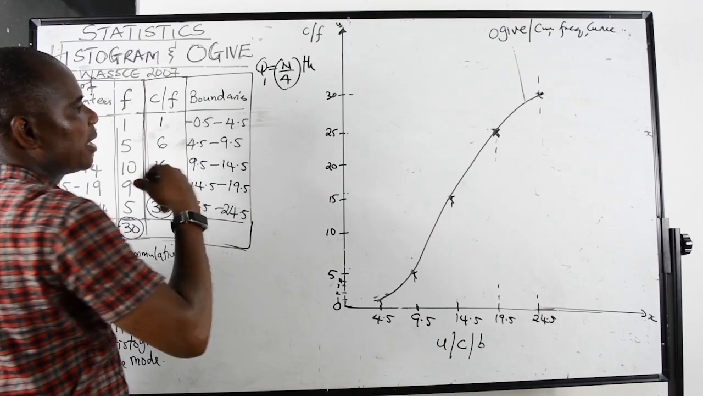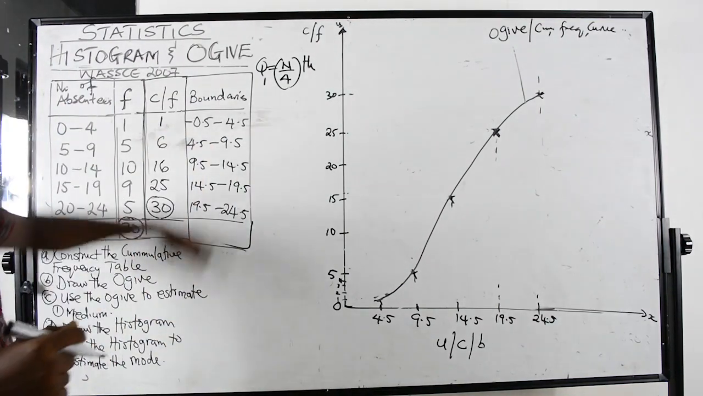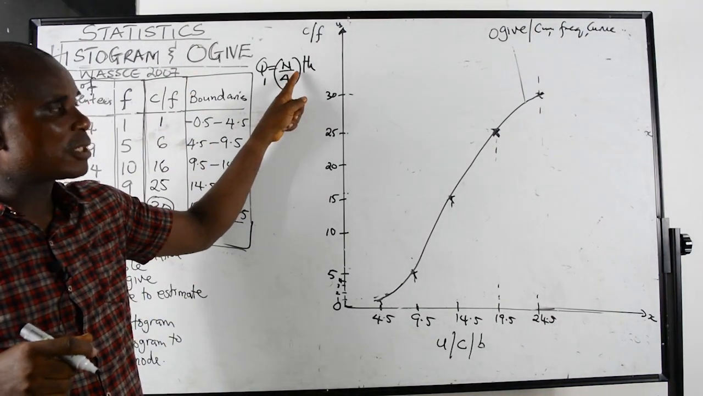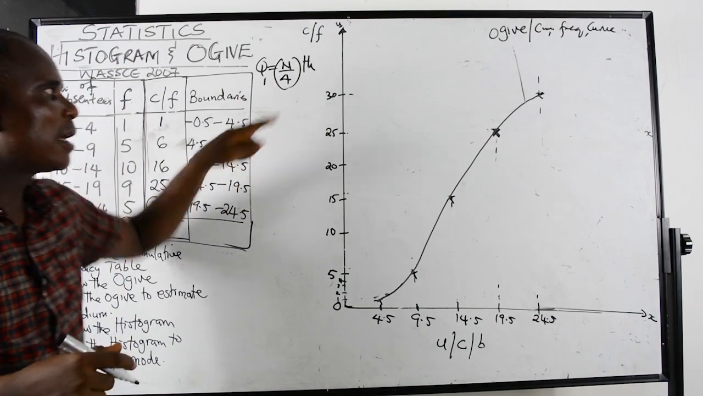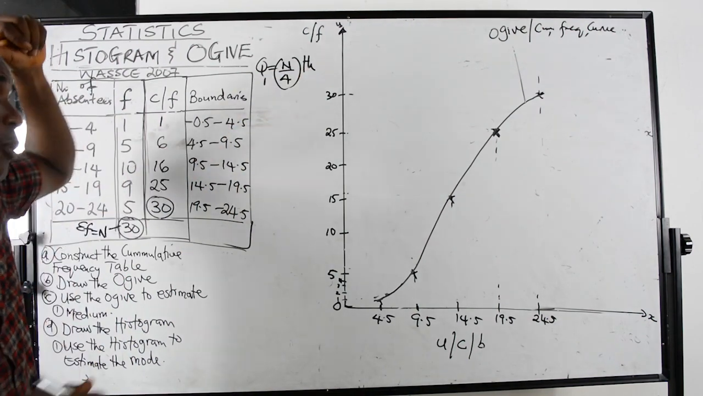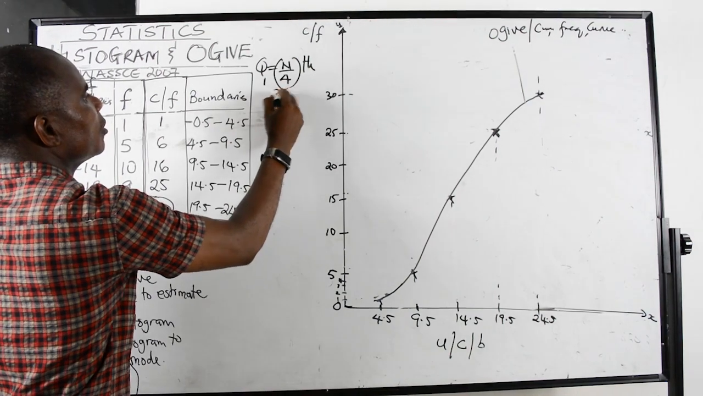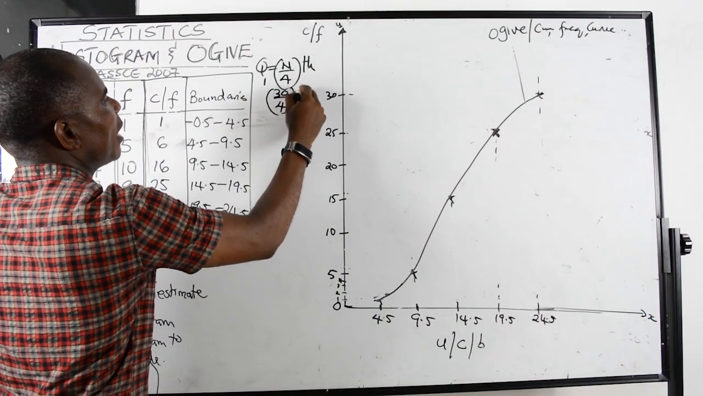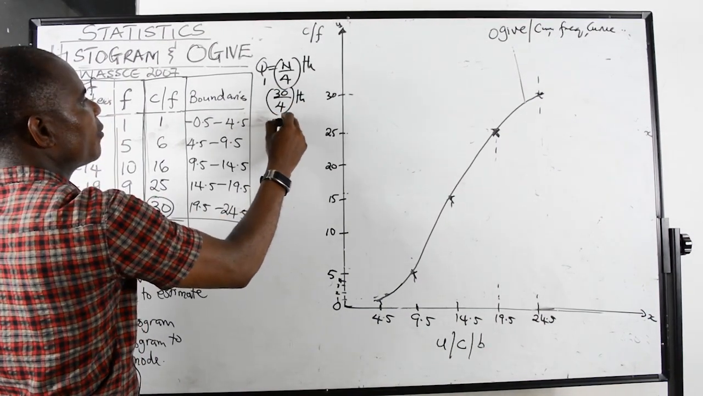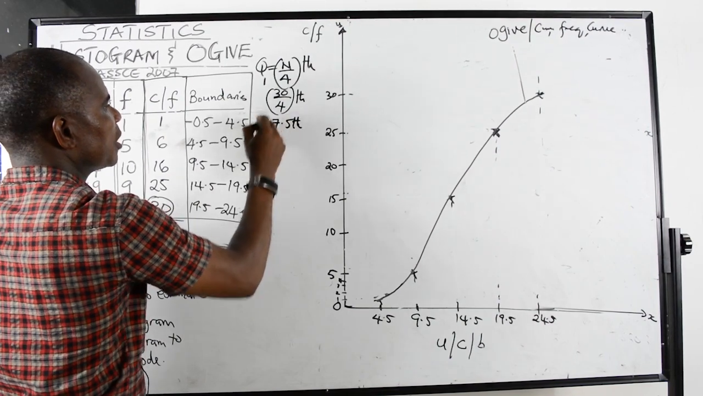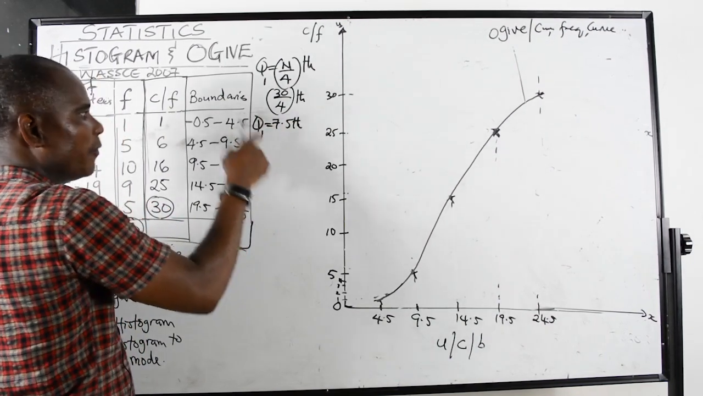It's called the first quartile, which is also called the lower quartile. It is only the position of the lower quartile we are finding here. It is not the lower quartile itself. That's why I wrote TH, to tell you that it's just a position. So I have 30 divided by 4, which gives 7.5 position. That's the first quartile position.